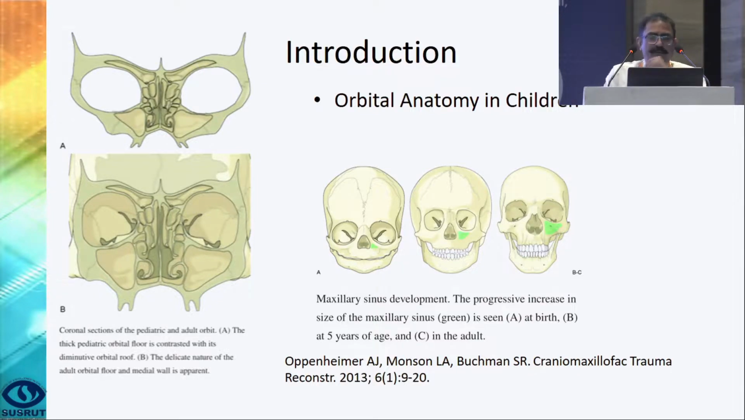First thing is, how is pediatric orbital anatomy different from adults? Now, if you look at these two cross sections, you would see that the face actually looks quite different. Okay, so this is an adult face, this is a pediatric face, and children have a large cranial cavity, a large skull, but a very small face when they are born.